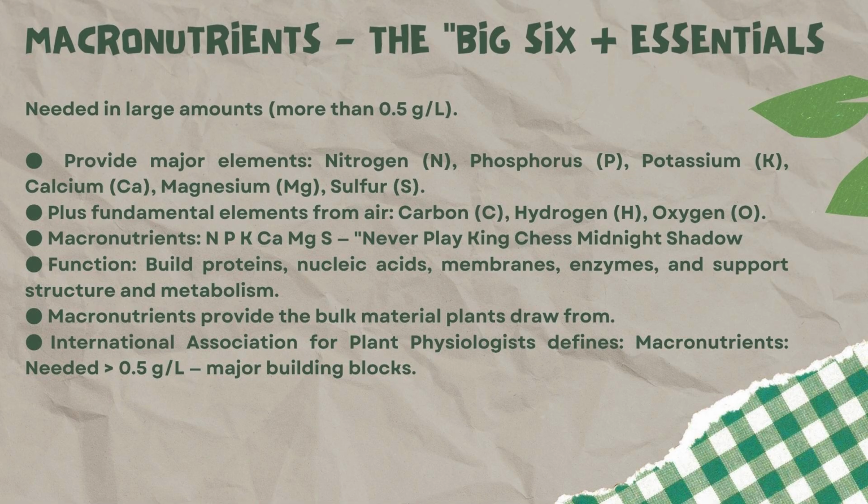The International Association of Plant Physiologists says anything above 0.5 grams per liter is classified as a macronutrient. These are the major building blocks you can't ignore. Mastering them is the first step in creating an effective plant tissue culture medium.